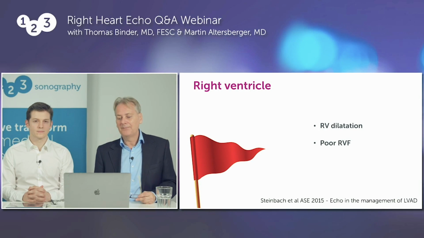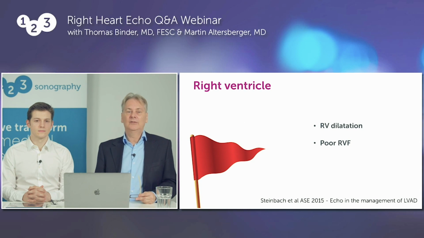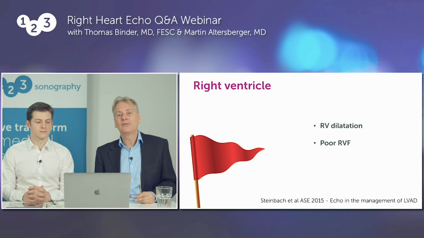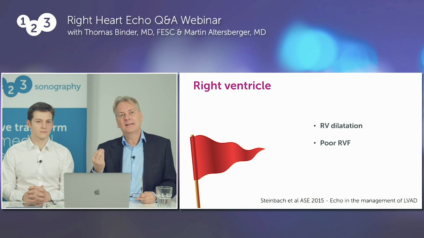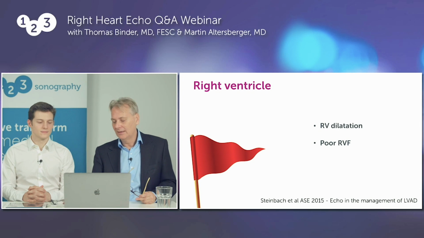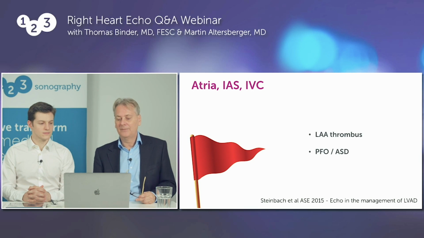And for the right ventricle, what we're looking for is a dilated right ventricle with poor right ventricle function. Those are the things that, let's put it this way, mean an LVAD alone is not an option if you have poor right ventricle function. And this is what we have in this case. That's why we need a right ventricle VAD as well.